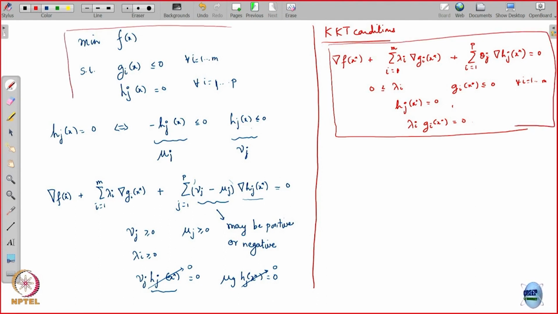So, any problem that can be written like this, if the constraint qualification is satisfied, then it must be that at x star, if x star is a local minimum, all of these conditions must hold. That is what this means.